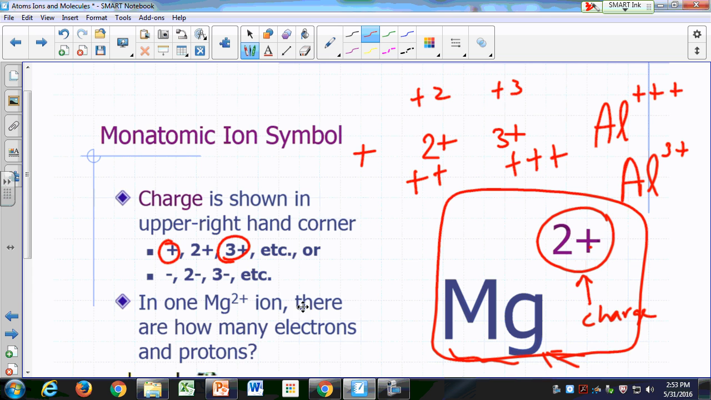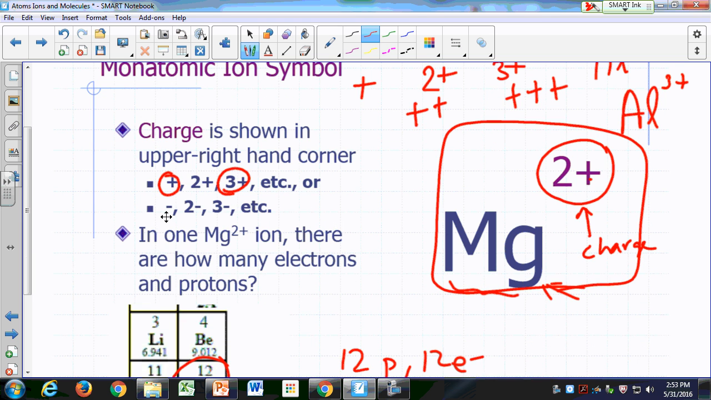Same thing with negative charges. If the charge is negative 1, you don't put the 1, you just put minus. A minus sign implies a negative 1 charge. If it's negative 2, you put the 2 in front of the minus. So that's how you write the symbol for an ion.